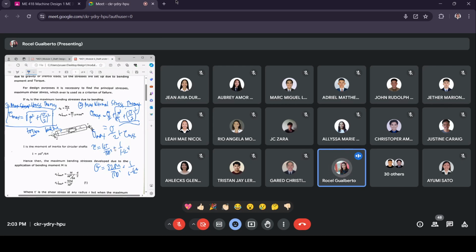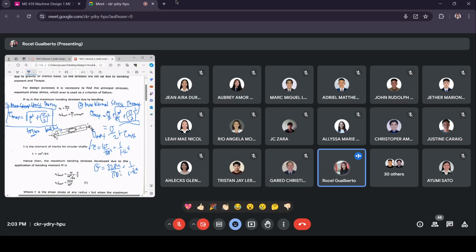Okay, so this is what you will do now. From the equation for tau max, all tau would be replaced with this one: 16T over pi d cubed times the hollow factor, plus you have your sigma. Sigma is equal to this: 32M over pi d cubed times 1 over 1 minus k cubed.